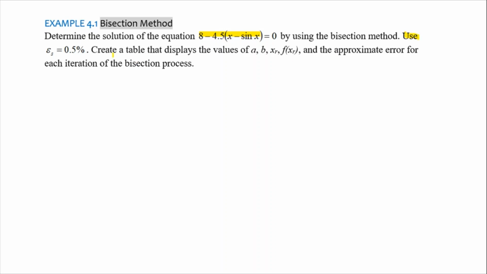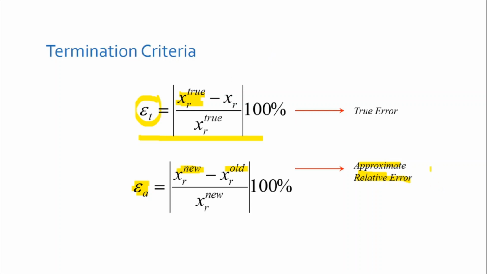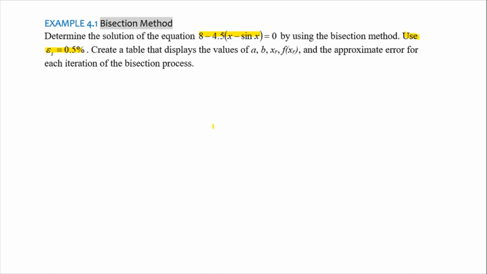So this epsilon sub s equals 0.5% is defined as the stopping criterion, wherein your approximate percent relative error should be less than or equal to this stopping criterion here. So create a table that displays the values of a, b, xr, f of xr, and the approximate error for each iteration of the bisection process.